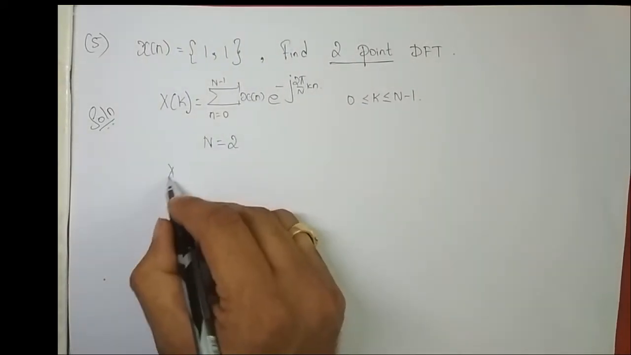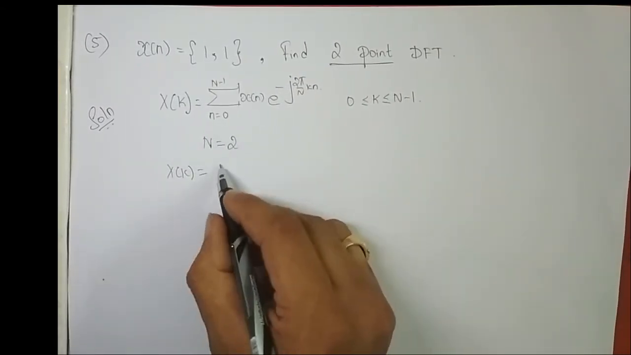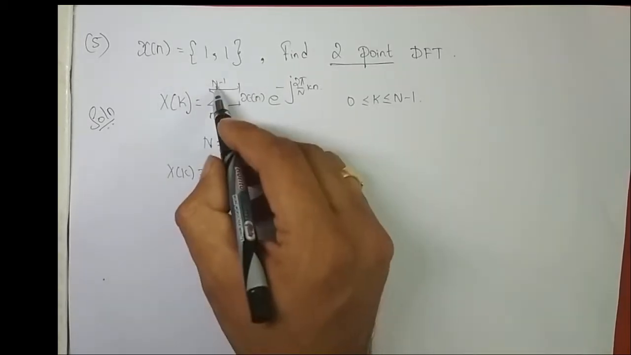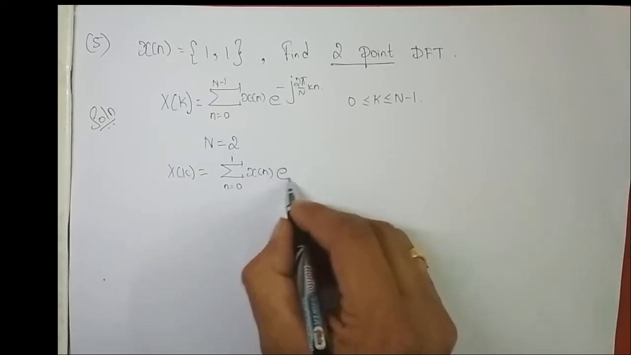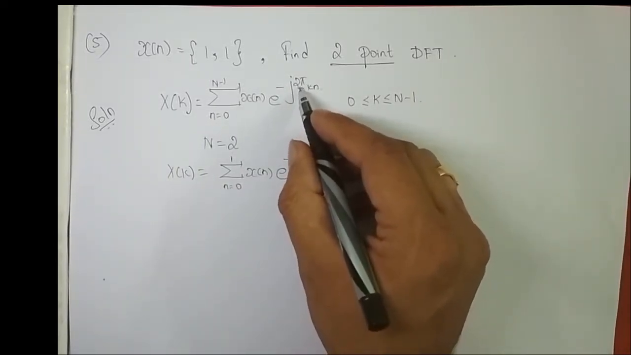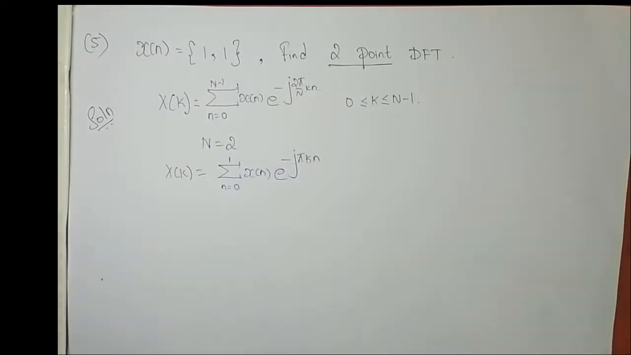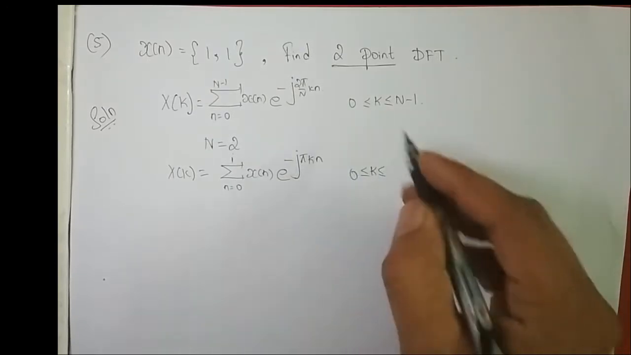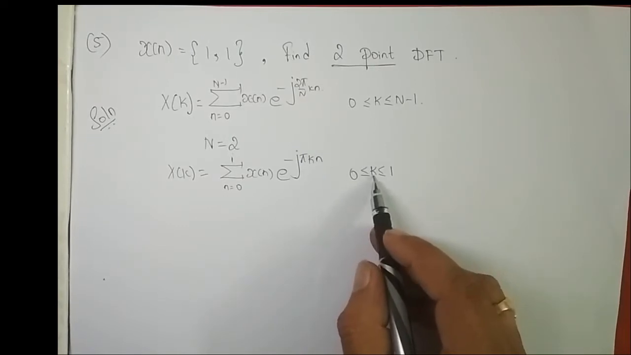So X of k is equal to, we are going to substitute N equal to 2 in the above equation. So what do we get? Summation n varying from 0 to 2 minus 1, which is 1, x of n into e power minus j 2 pi by 2, the 2s cancel, so I get pi into k into n. Where k is varying from 0 to 2 minus 1, which is 1. So k takes only 0 and 1.